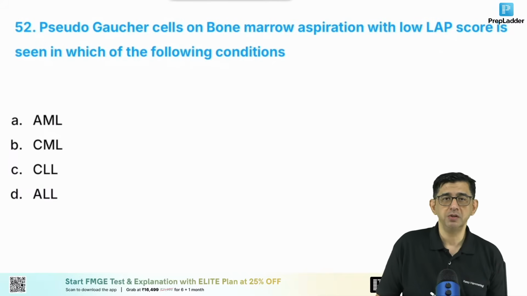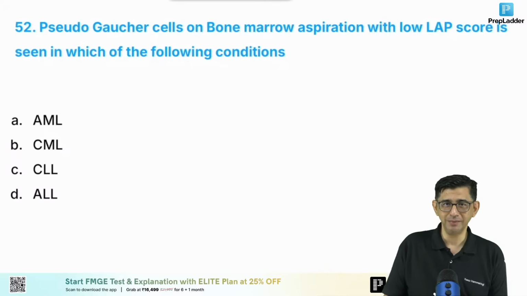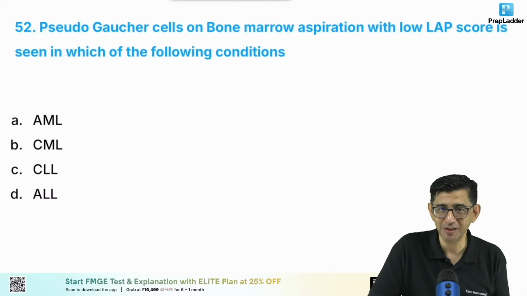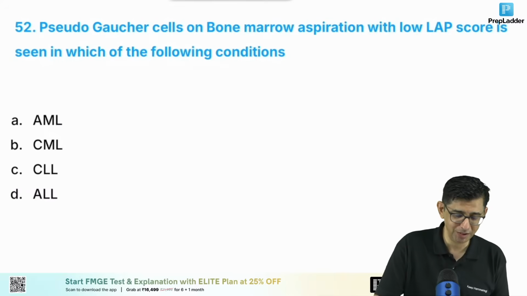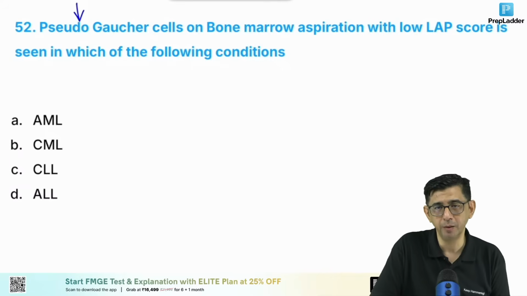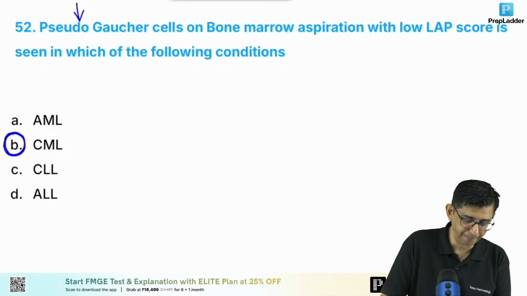Pseudo Gaucher cells on bone marrow. So they became bored of asking Gaucher cells and that crumpled tissue paper appearance of the cytoplasm that has been asked so many times for Gaucher's disease, beta glucocerebrosidase, that they started asking pseudo Gaucher cells. Pseudo Gaucher cells will have a similar appearance, that is a crumpled tissue paper appearance of the cytoplasm, but this would be a feature that is seen with chronic myeloid leukemia, CML.